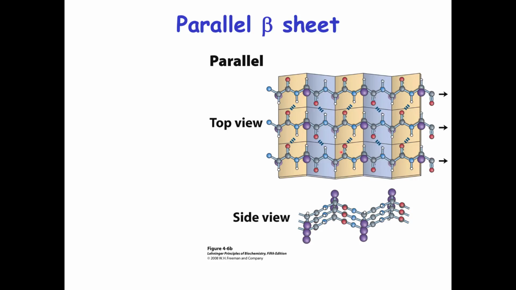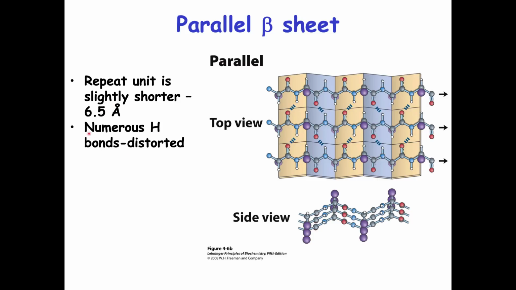So we can have parallel beta sheets, and again, as the name implies, these are parallel, so they have all of their N and C termini facing the same direction. Now the repeat unit is slightly shorter, so it's 6.5 angstroms per repeating unit per 2 amino acids. There are also numerous H bonds, but in contrast to the antiparallel, which were in line, these are distorted.